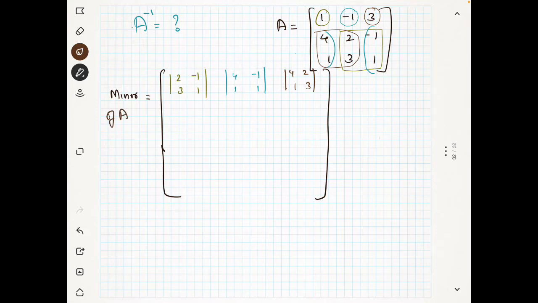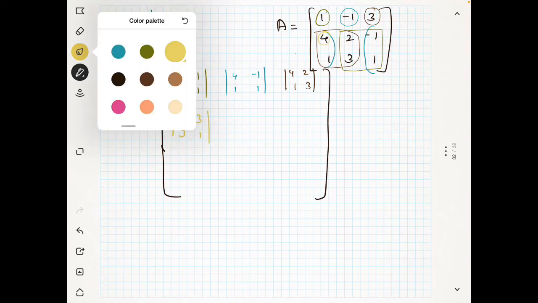Now you will take the element 4, for example. You remove this row and column. What is remaining is minus 1, 3, and 3 and 1.